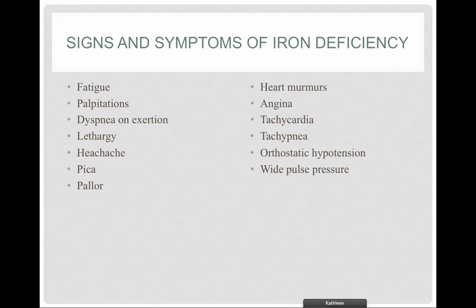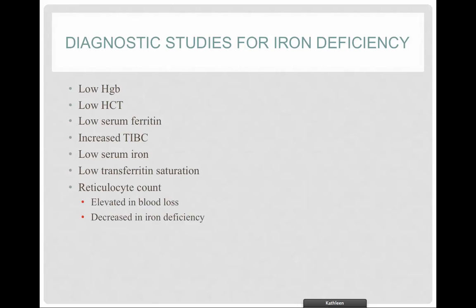Patients have pallor. You might hear a heart murmur due to iron deficiency anemia, angina, tachycardia, tachypnea, orthostatic hypotension, and a wide pulse pressure, where the systolic and diastolic go farther and farther away from each other. Diagnostic studies for iron deficiency anemia.